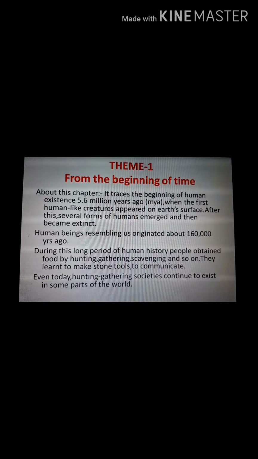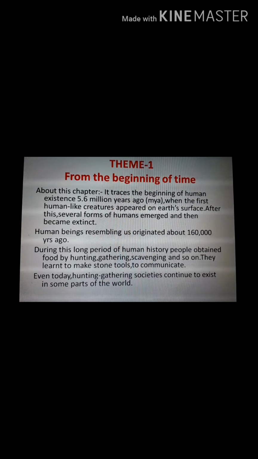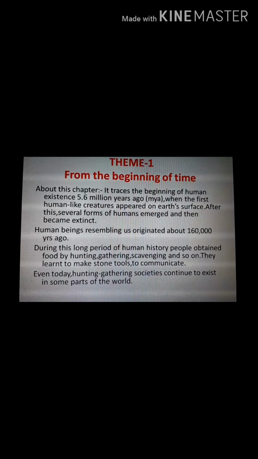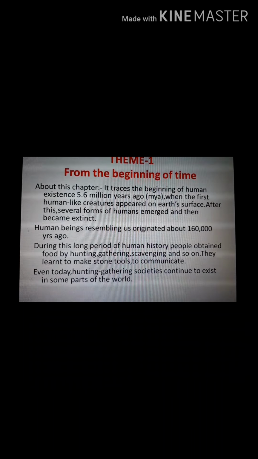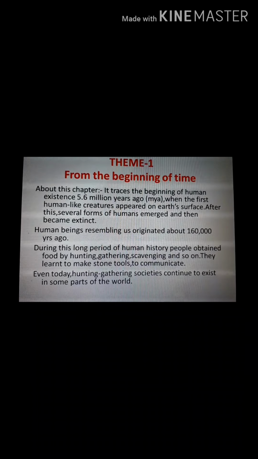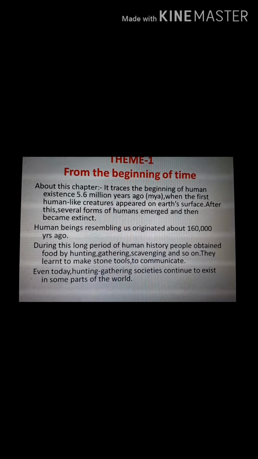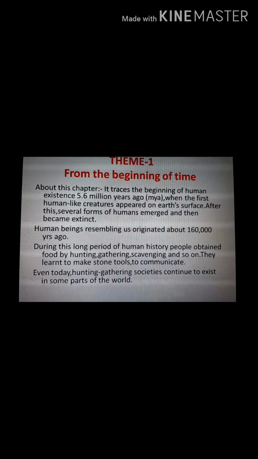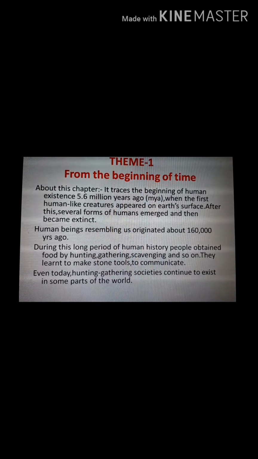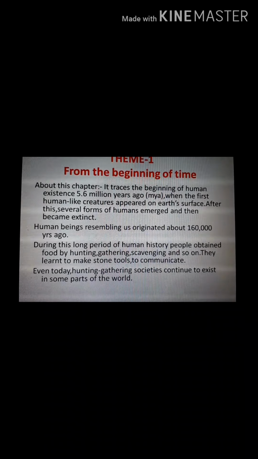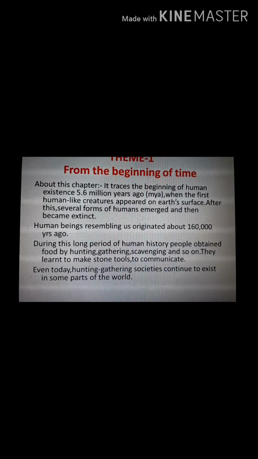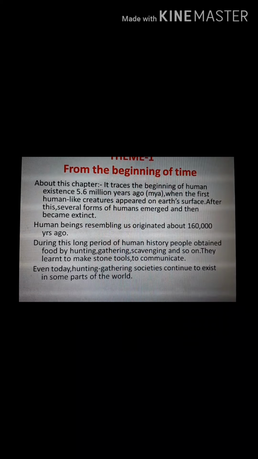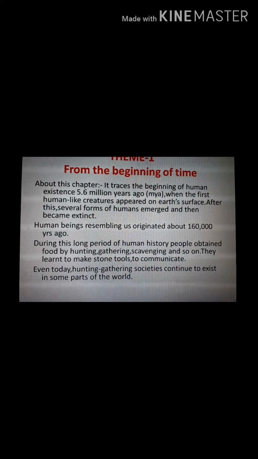And we begin with the first chapter of History Theme 1, From the Beginning of Time. Let's know something about this chapter. It traces the beginning of human existence 5.6 million years ago, when the first human-like creatures appeared on Earth's surface. After this, several forms of humans emerged and then became extinct. Human beings resembling us originated about 160,000 years ago.